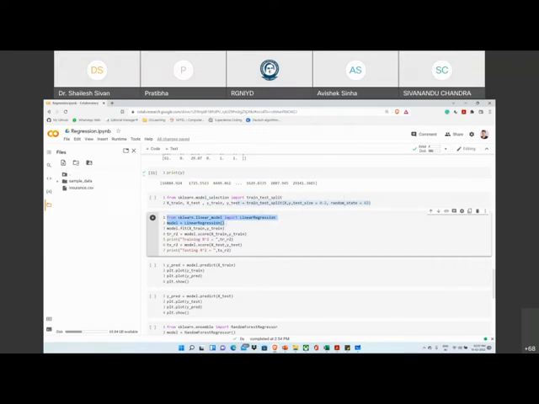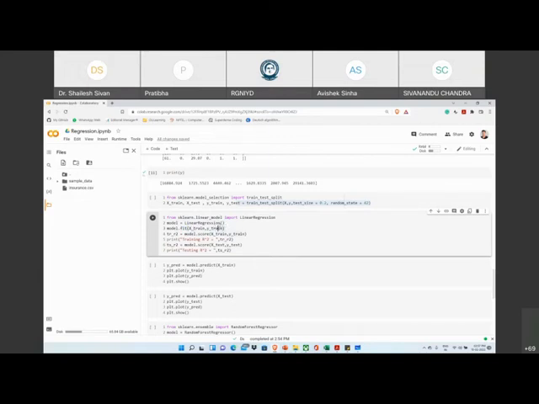Now the next step is we have to create the object of linear regression. For that, from sklearn.linear_model import LinearRegression. Then model is equal to LinearRegression(). Okay. Now, for training, we have to call the fit function with x train and y train.